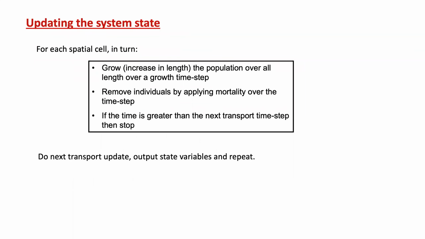So we combine both of those processes, that's to say the movement, physical part, and the biological part, the growth, by taking each spatial cell in turn, growing, i.e. increasing in length the population over all lengths over the time step. We remove individuals that die by applying a mortality rate over that time step. And if this growth time is greater than the next transport time step, then we stop, apply the transport update as described earlier, output state variables, and then we repeat.